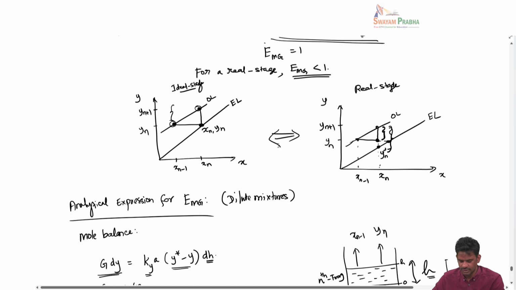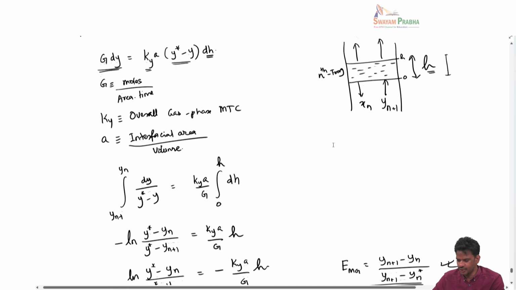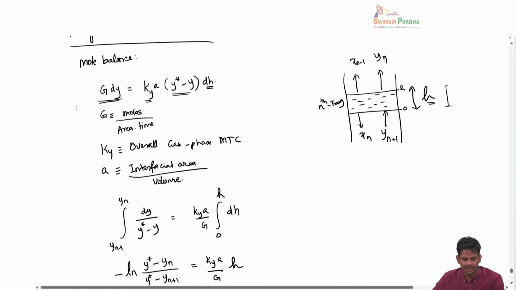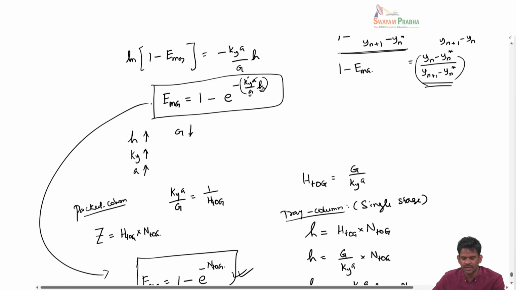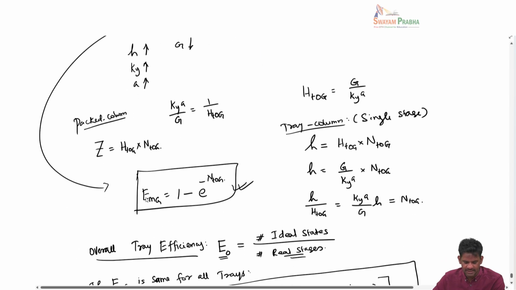I showed that for a single stage, we can write the mole balance equation and obtain an expression for the Murphy tray efficiency that goes as 1 minus e power minus kyag by G times H. And then if you want to introduce this concept of NTOG and HTOG, we can show that the EMG can be calculated by this expression.